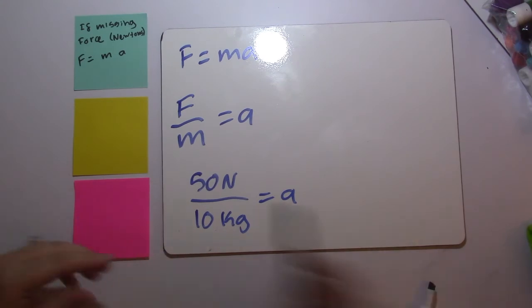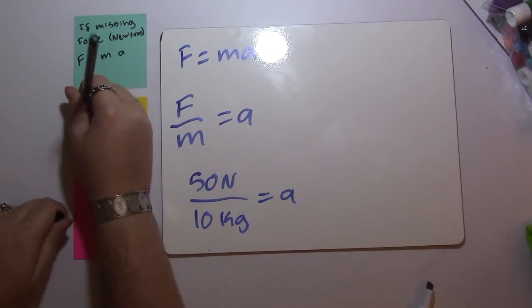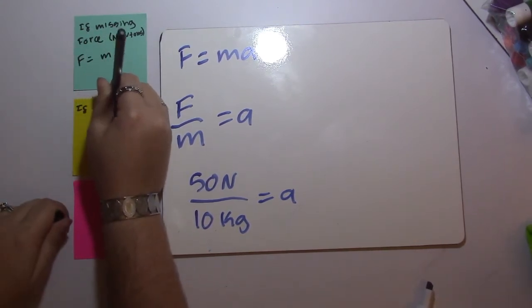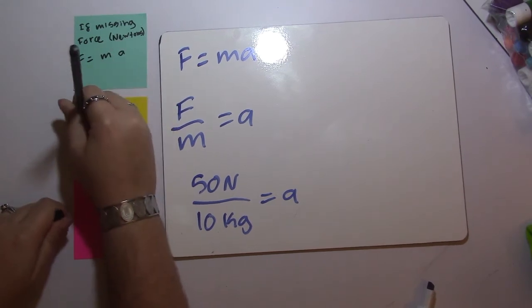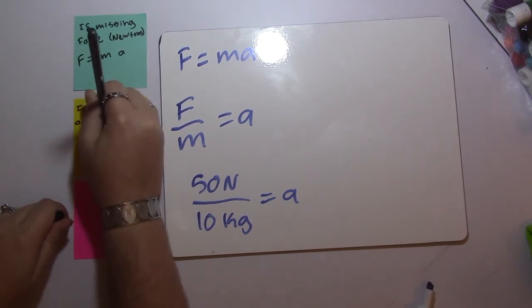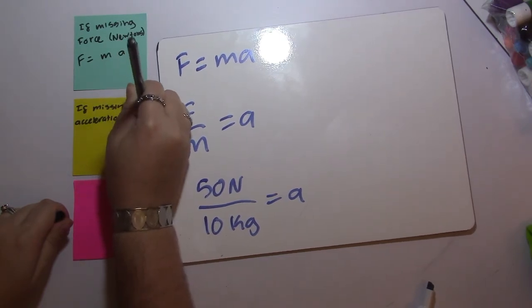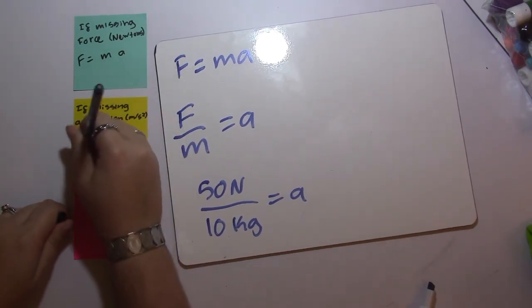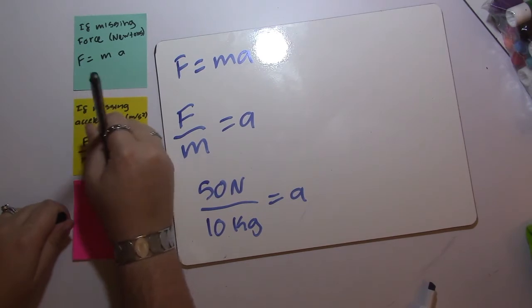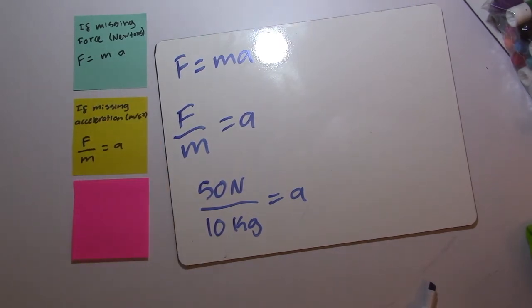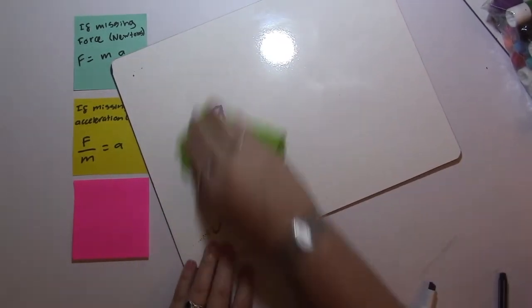So in our answer key on this side, I'm going to say if missing acceleration, which is in meters per second squared, you're going to do force over mass equals acceleration. And now we have a new equation that you can use if that is the missing value.